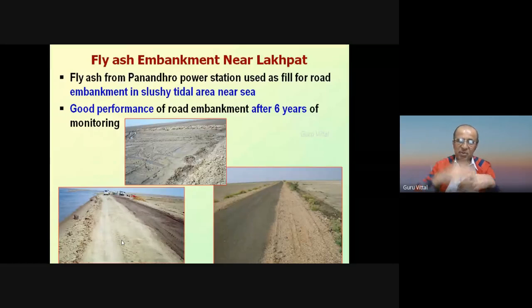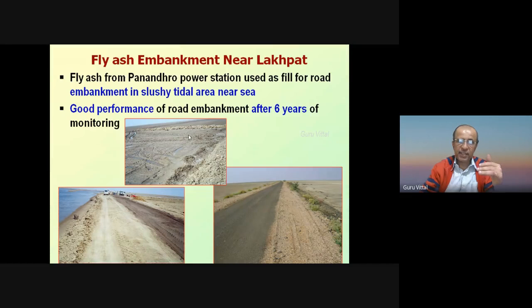So there will be so much wave action. And this road embankment withstands that kind of action. And of course, it has been provided with gabions and protective measures also. And yeah, I visited that same location after 6 years also. It is giving very good performance. This is during construction. This is 6 years after construction.